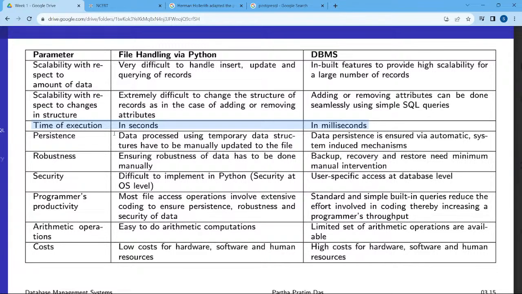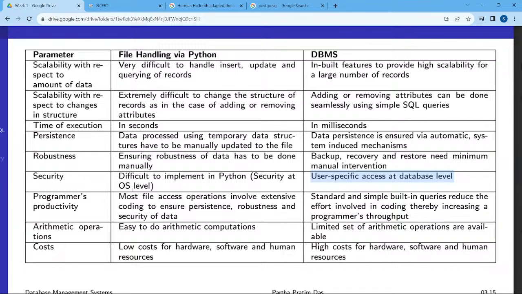Going into persistence, data processed using temporary data structures has to be manually updated, whereas in DBMS, data persistence is ensured via automatic system-induced mechanisms. Robustness: ensuring robustness of data has to be done manually, whereas backup, recovery and restore need minimum manual intervention. Security is difficult to implement in Python. It is really hard to provide security at operating system level, whereas security in DBMS is user specific and gives limited access to people, even limited access to a particular table.